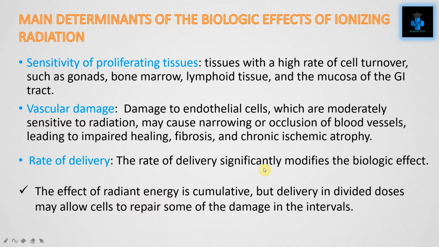Now let's see the main determinants of the biologic effects of ionizing radiation. Let's start with sensitivity of proliferating tissues. Tissues with a high rate of cell turnover or replication such as gonads, bone marrow, lymphoid tissues, and the mucosa of the gastrointestinal tract. Vascular damage. Damage to the endothelial cells which are moderately sensitive to radiation. This may cause narrowing or occlusion of the blood vessels, leading to impaired healing, fibrosis, and chronic ischemic atrophy.